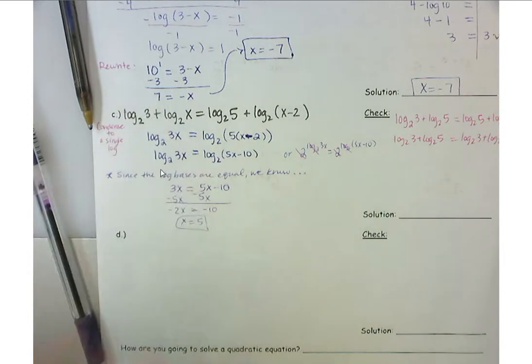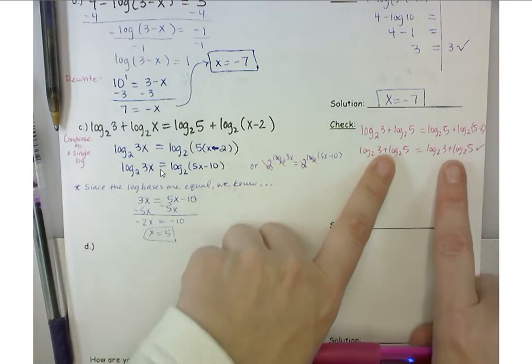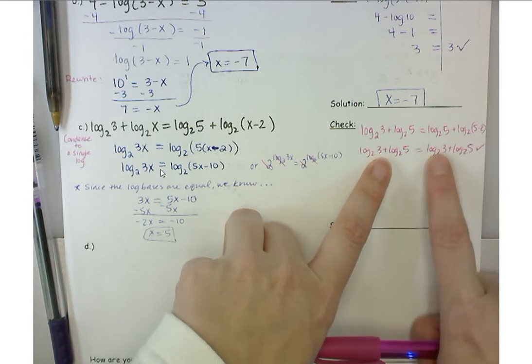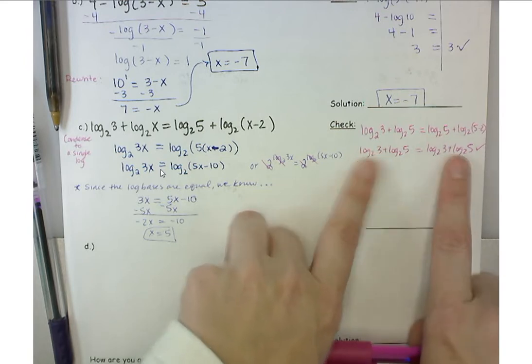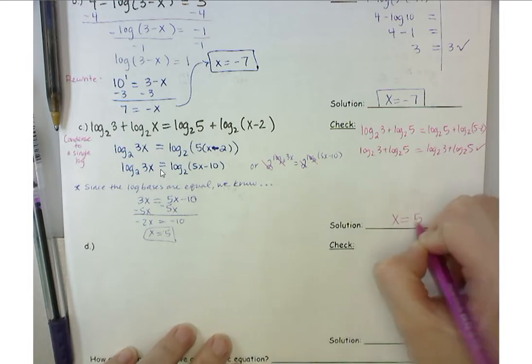I can't see. Okay, so really for that, you don't have to evaluate, right? We can see that these are the same. Log base 2, this would be 3. I just switched the order on this side so that you could see they're the exact same. So then your solution is x equals 5.